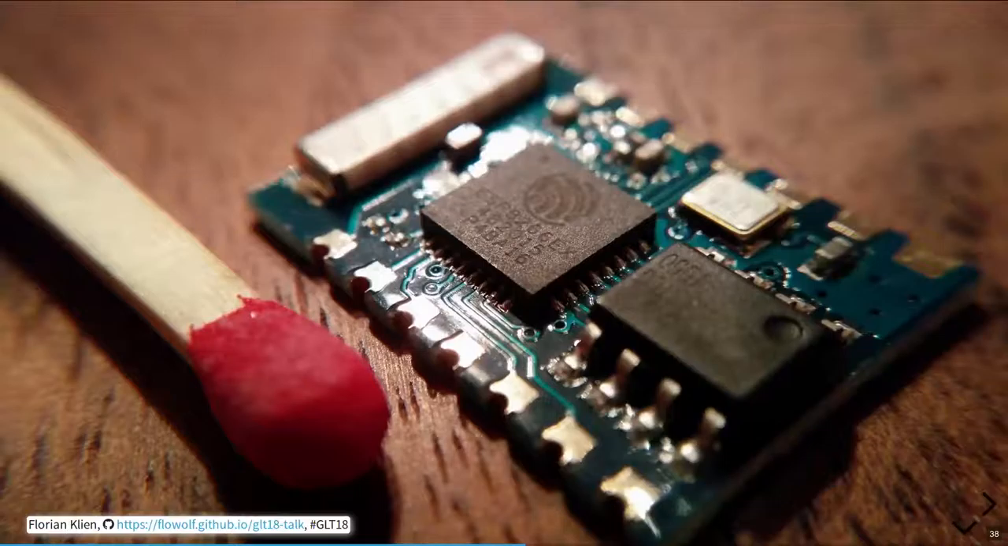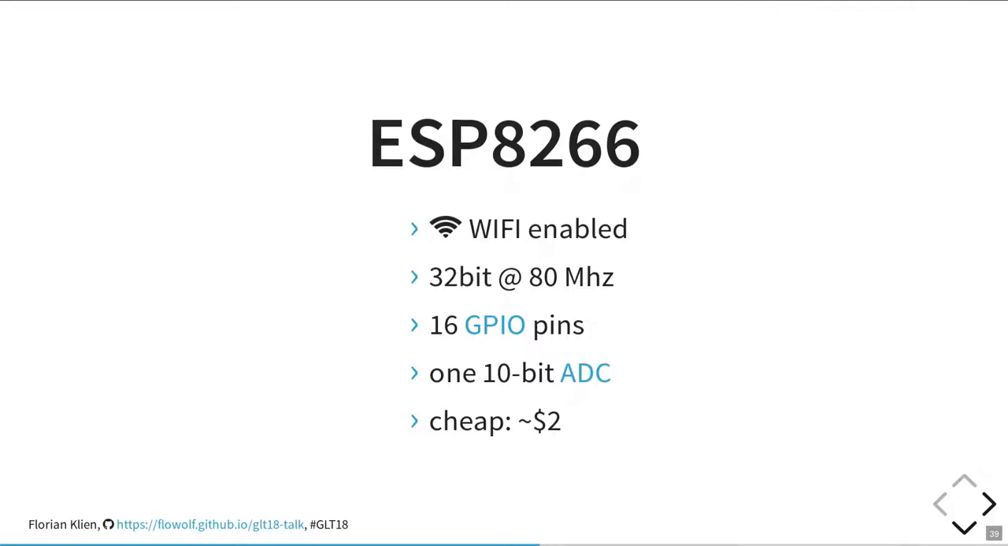So, this is the chip with the Wi-Fi capabilities. This is its antenna, and this is a flash chip where you would put your program or your firmware. Okay, so you would put your MicroPython image on here, and the file system lives within that. It is Wi-Fi enabled. It's a 32-bit operating system at 80 megahertz. It has 16 GPIO pins and one analog-to-digital converter at 10 bits, and it is really cheap.